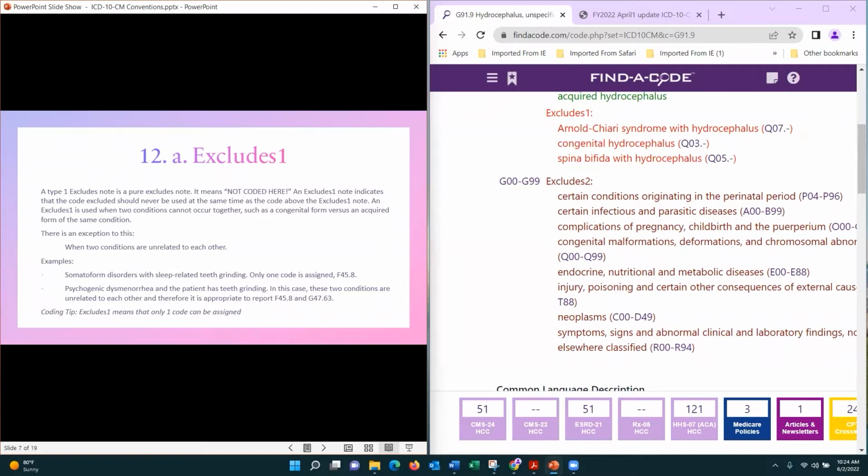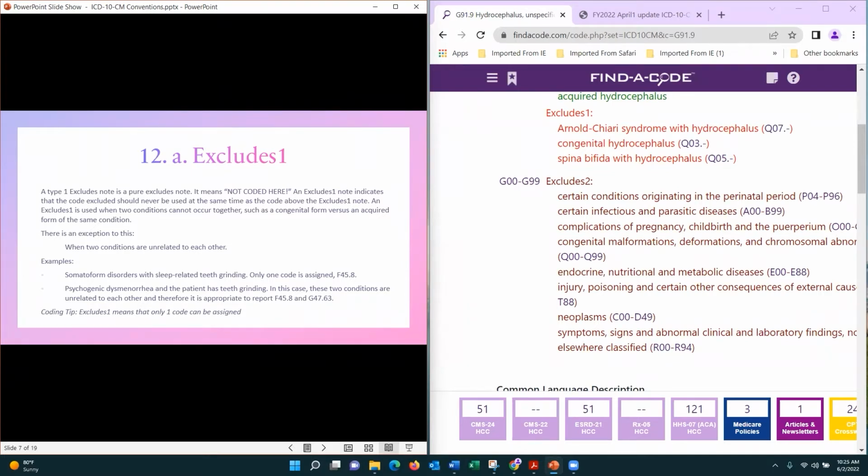The example that they give us is somatoform disorders with sleep-related teeth grinding. What is somatoform disorders? That is actually a mental condition, a condition that affects our mind, where the symptoms are bodily related, such as pain and neurologic symptoms. The teeth grinding is a symptom.